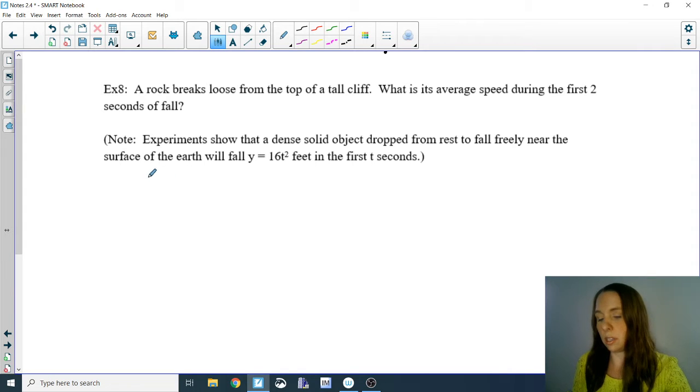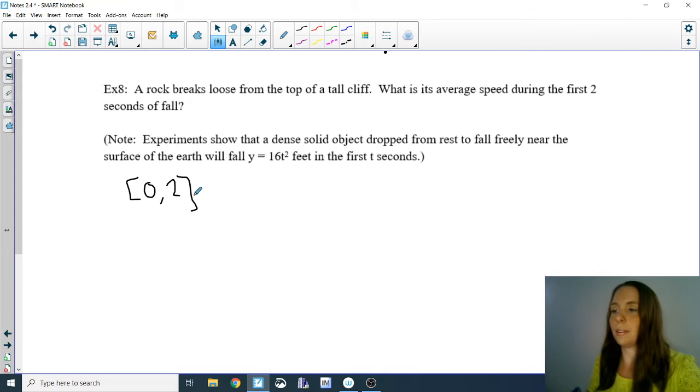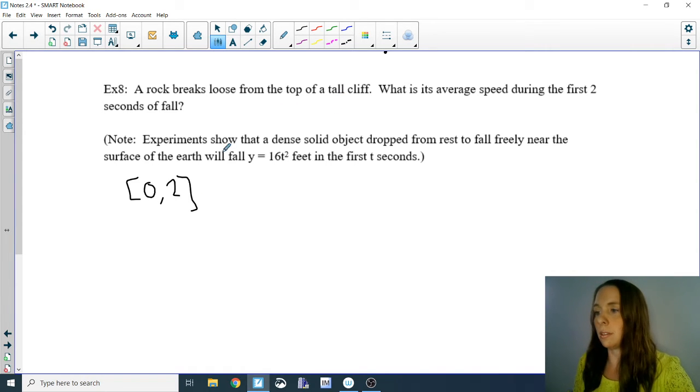So what I always like to do is start with my time interval. If it's over the first 2 seconds of fall, that means I'm starting with a time of 0, and I'm moving toward a time of 2. So I'm setting up my interval from 0 to 2. Oh, I'm not good at writing today. I'm never good at writing, I know, but some days are better than others.